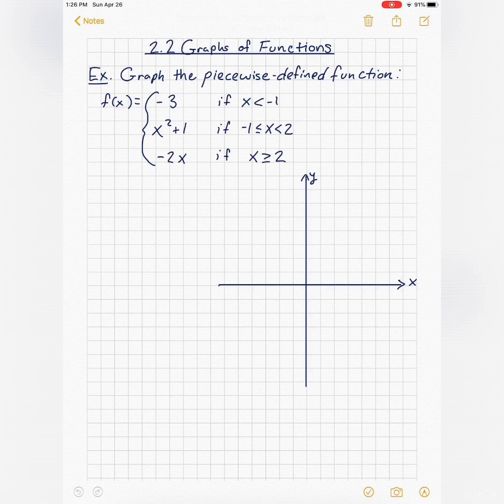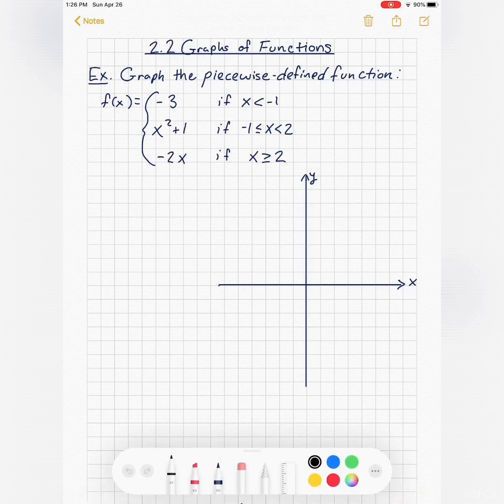So the first example here is looking at graphing, and this guy's called a piecewise defined function because it's defined in 3 different pieces depending on the value of x that's chosen or that's input into the function. So my goal is ultimately to graph, but I could do some other things as well while we're here. What if I just do some evaluating?